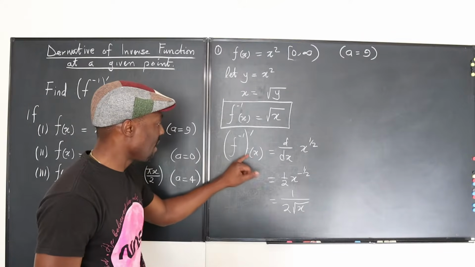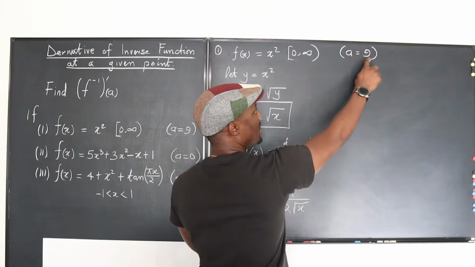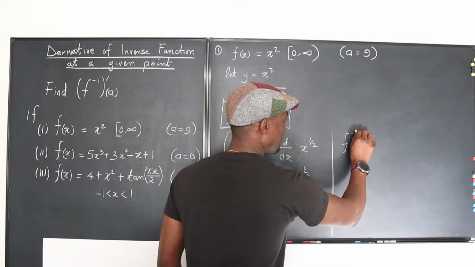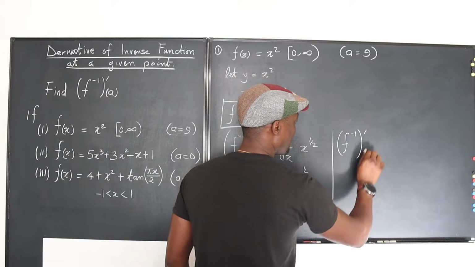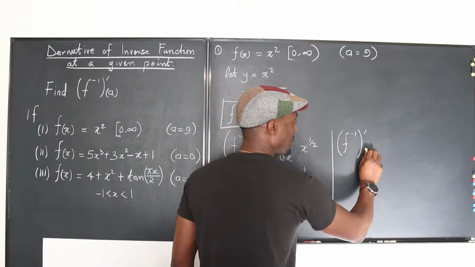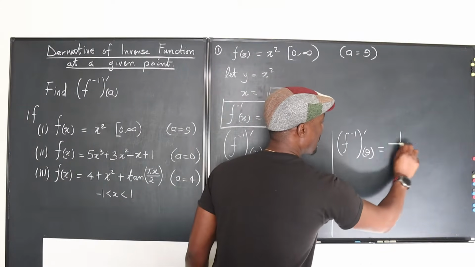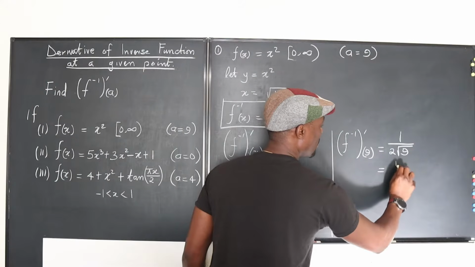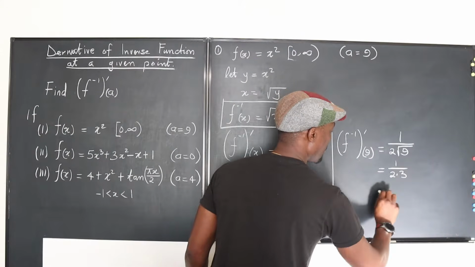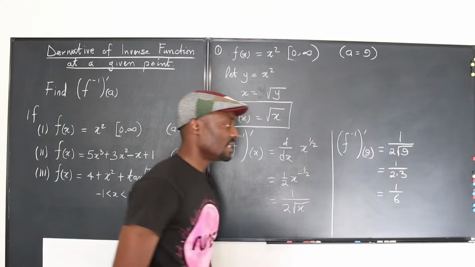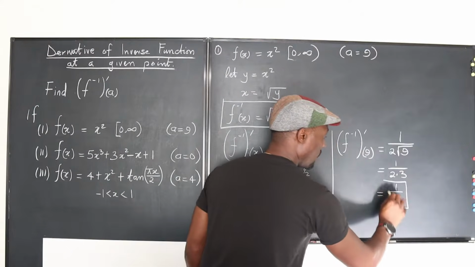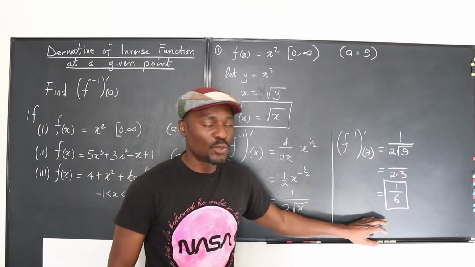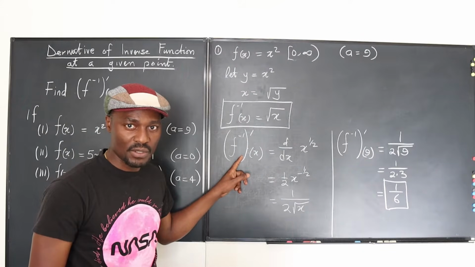Okay, now let's evaluate this when x is equal to that a, which is 9. So we're going to say that the derivative of the inverse function evaluated at 9 will be equal to 1 over 2 times the square root of 9, which is equal to 1 over 2 times 3, which is equal to 1 over 6. So as you can see, our answer is 1 over 6. We were able to do this because we know how to find the inverse function.